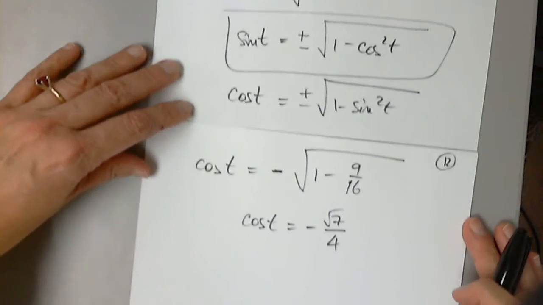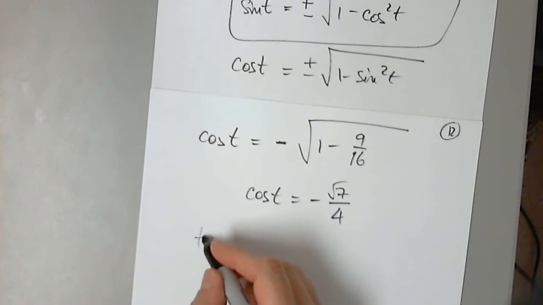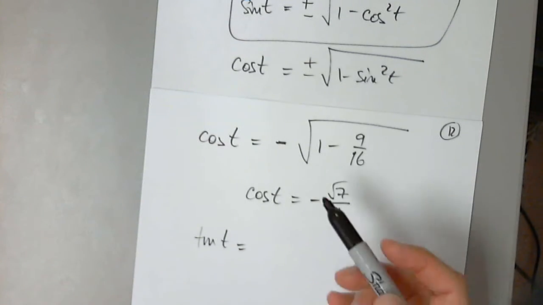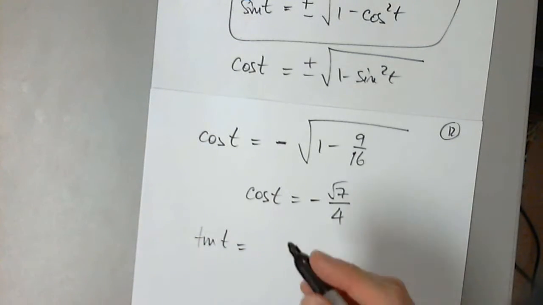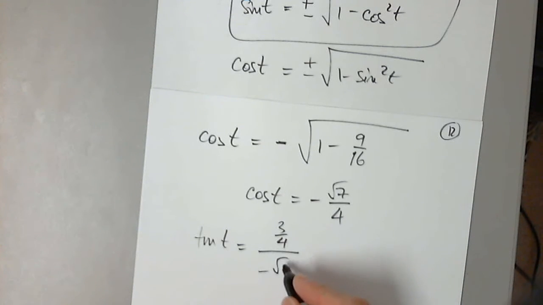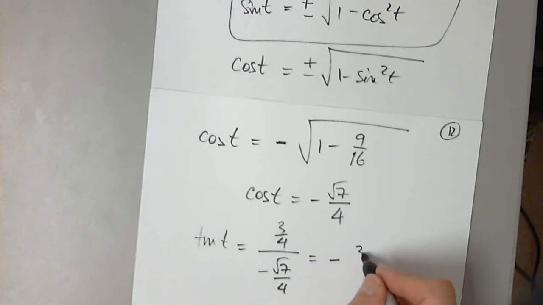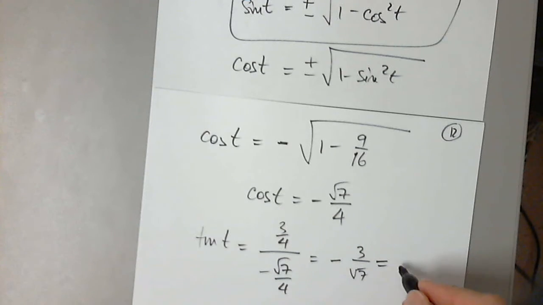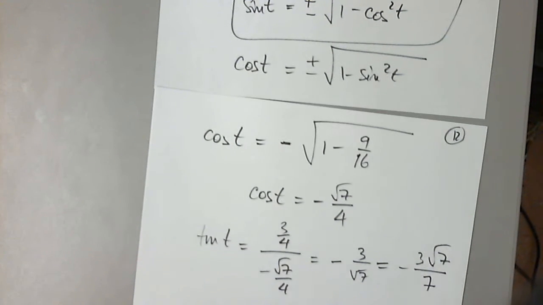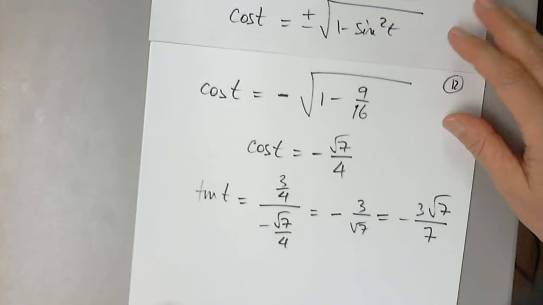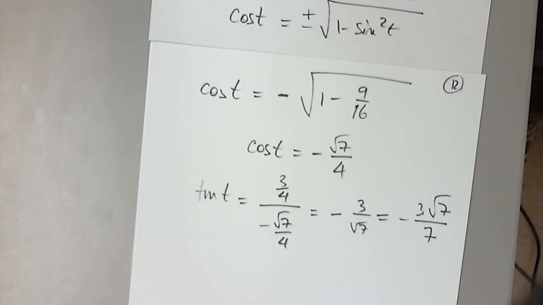Absolutely. Okay, so now I have to find tangent of t, which is sine over cosine. Sine is 3/4. Cosine is negative the square root of 7 over 4. So we get negative 3 over the square root of 7, and we rationalize: negative 3 square root of 7 over 7. The other method, I have to agree, is a little bit easier, but this is what we're going to be looking at when we have letters, not numbers. So that's why I wanted to show this, but it's a very good point. I will show the other one in a minute.